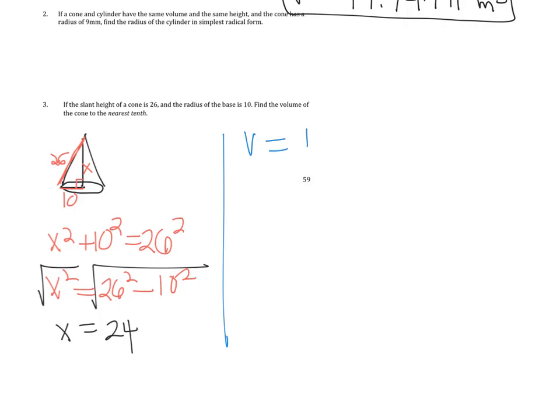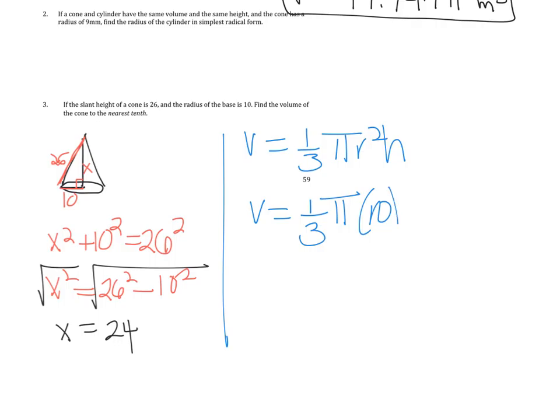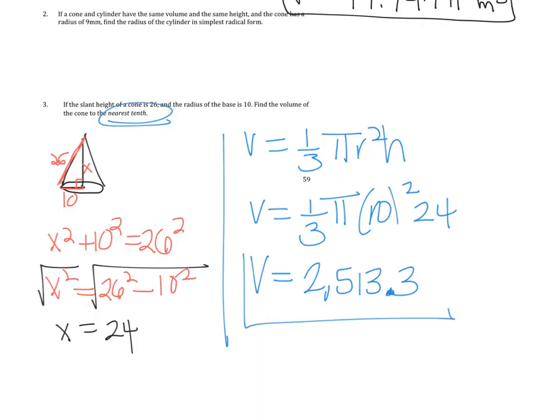So volume is equal to 1/3 pi r squared times h. And by the way, these formulas are given to you in the back of the Regents exam as a part of your reference table. So 1/3 times pi times the radius of 10 squared times the height of 24 gives us a final product of 2,513.3. We had to round to the nearest tenths place, so you have to make sure you follow instructions.